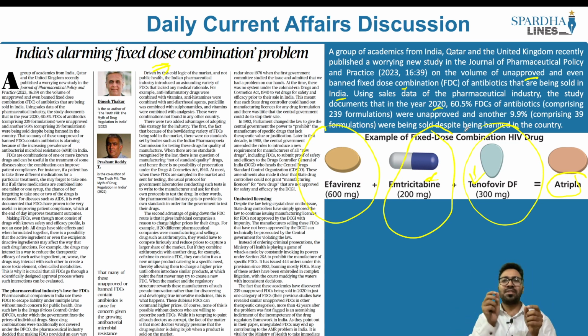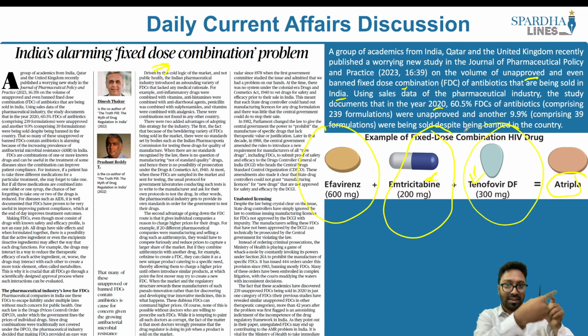But what happens in the FDCs? In the FDCs, there is no clear-cut procedure that has been laid. So what if there is a person or an organization which does not want to fall into this category where stringent provisions have to be followed? They don't have to come with a medicine or a drug where only one active pharmaceutical ingredient is present. So what do they do? They come up with the FDC.